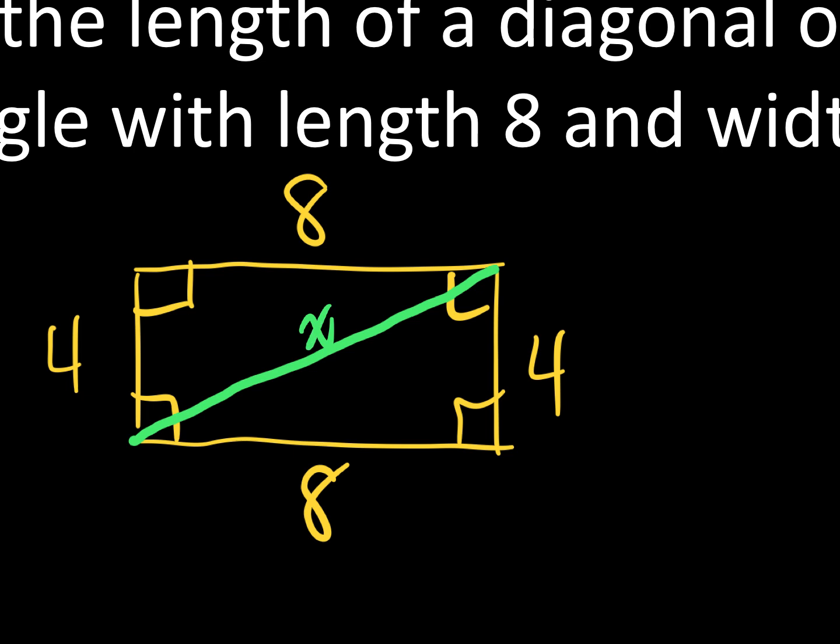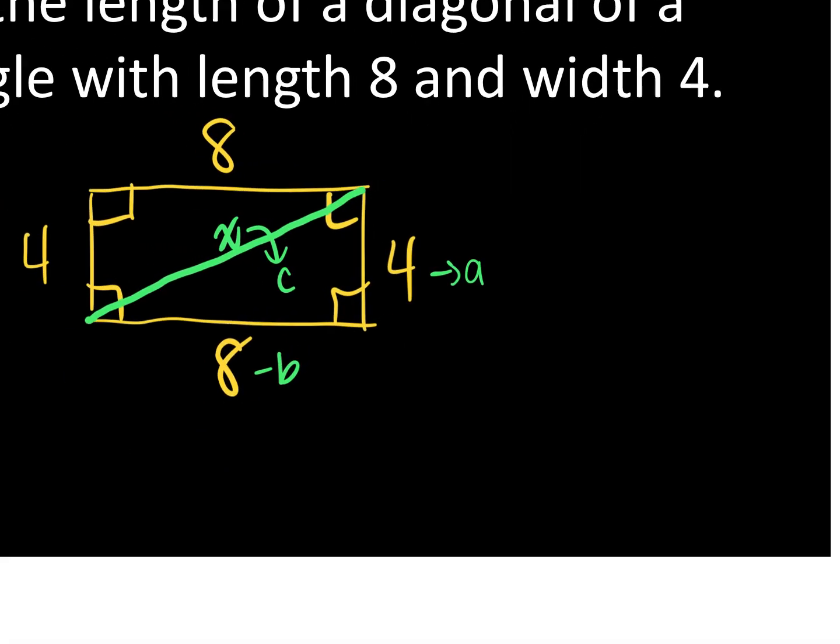What is my A value? What is my B value? What is my C value? Very good. Can we use the Pythagorean theorem? Yes, because what kind of triangle did I say we were dealing with? A right triangle. So check it out. What am I going to set up?